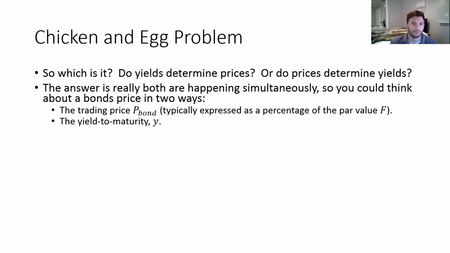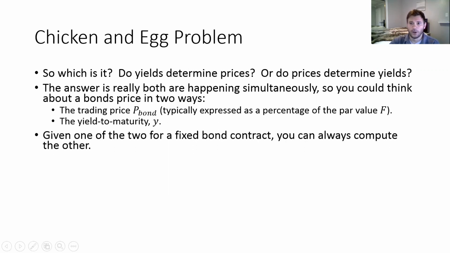You could think about bond prices in really 2 ways. I could tell you the trading price of the bond, and then you could plug that in and calculate the yield, or I could tell you the yield to maturity. You could plug that in, discount the payments, and calculate the price of the bond. Typically, if we report the price of the bond and not the yield on the bond, we usually express that as some percentage of the par value. The bond is trading at 80% of the face value, or 110% is trading above the par or face value. So again, given one of the two, either the price or the yield, you can always compute the other.